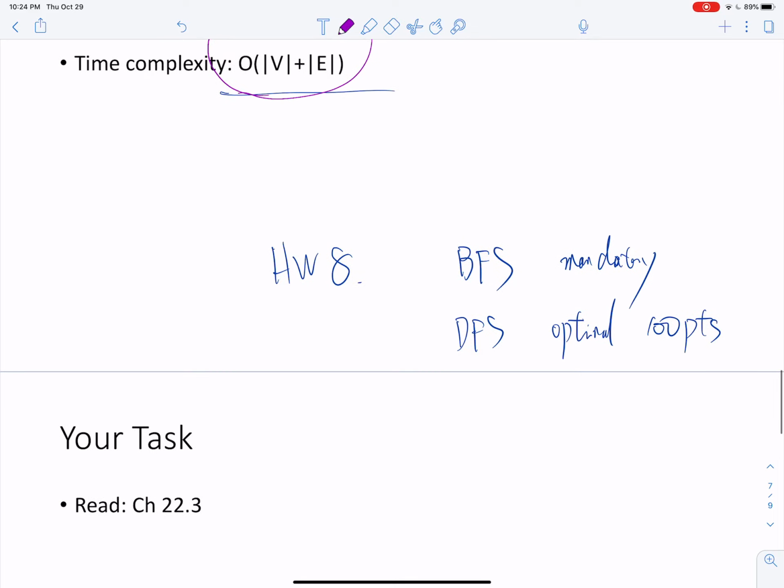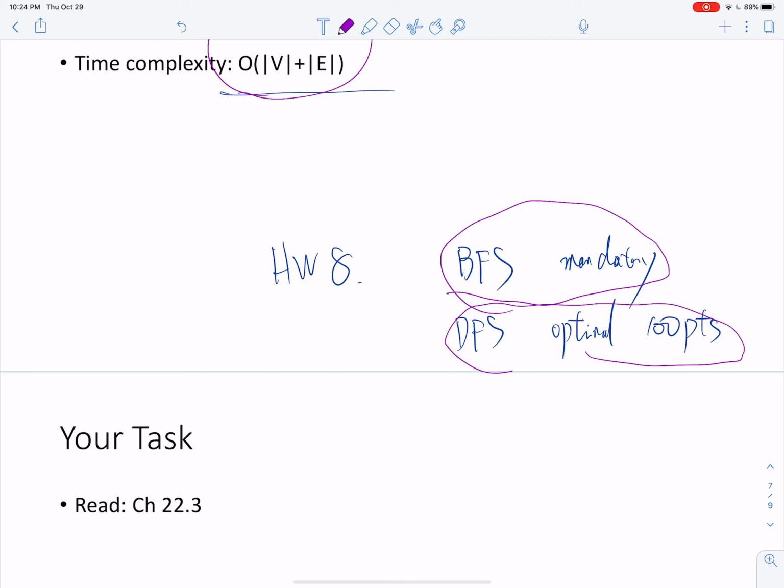So next, I'm just going to briefly talk about your homework 8. In your homework 8, you're asked to implement the breadth first search algorithm, and this is mandatory. Also, if you want to get 100 extra points, you can optionally do the DFS algorithm. If you implement it correctly, you will get 100 points extra credit. So if you didn't do well in your previous homeworks, this is an opportunity to make your grade up.